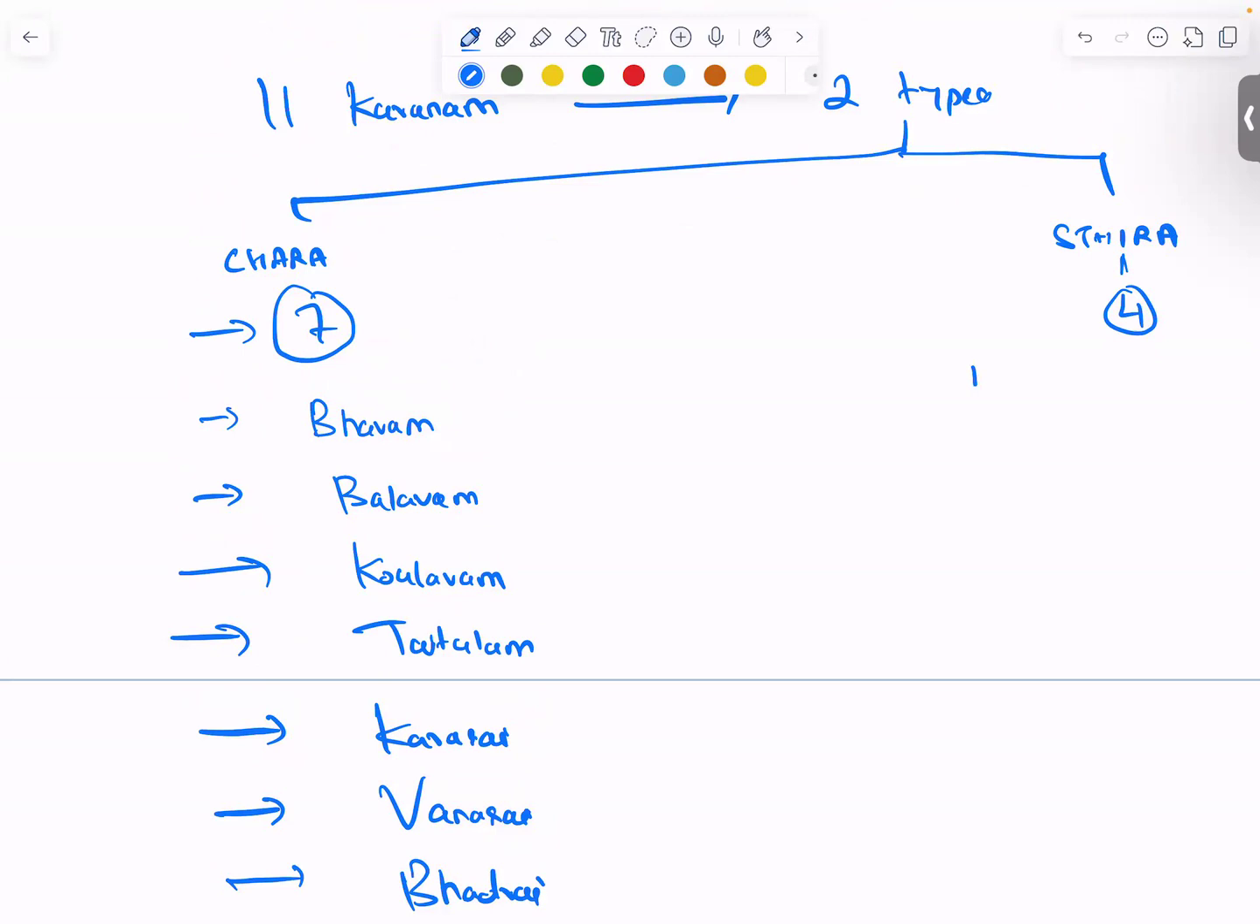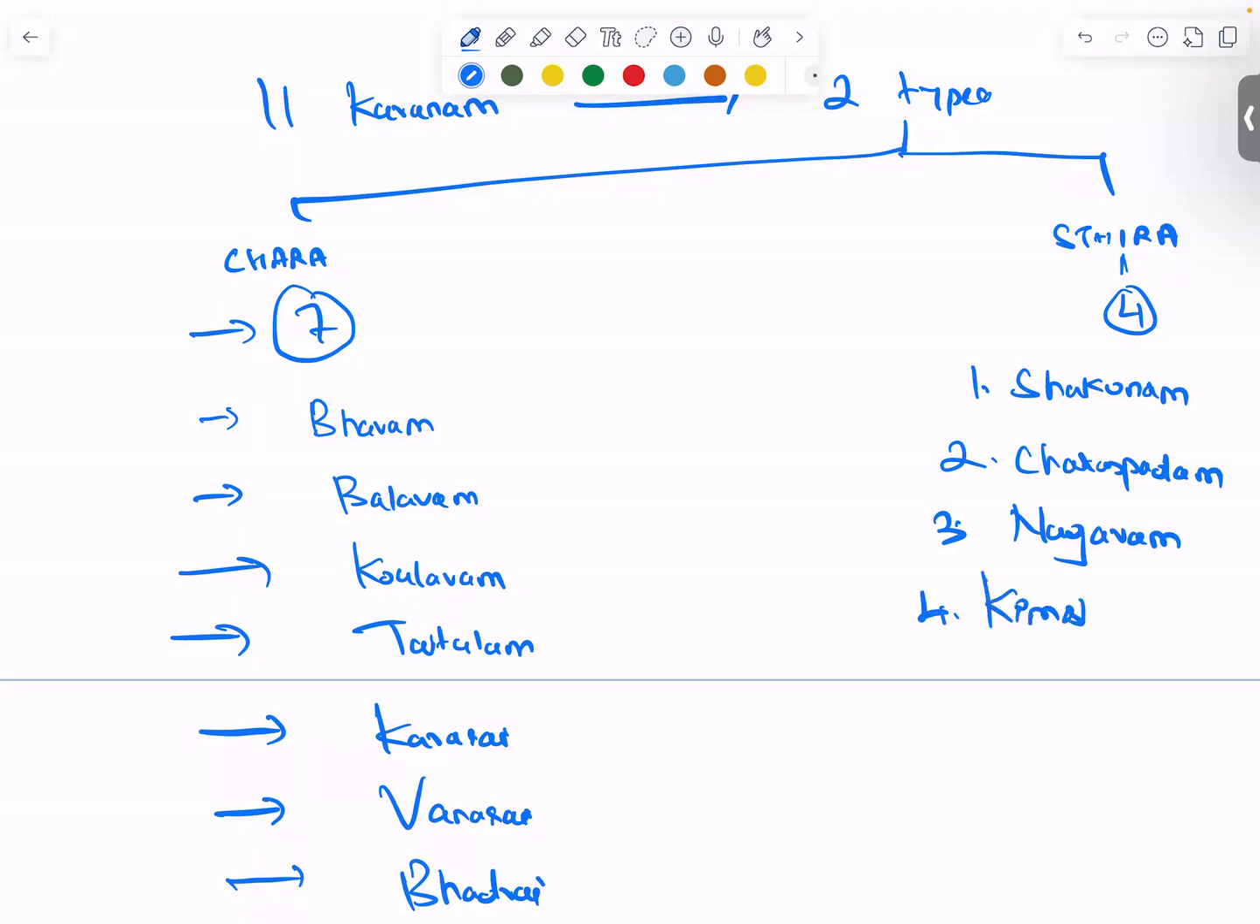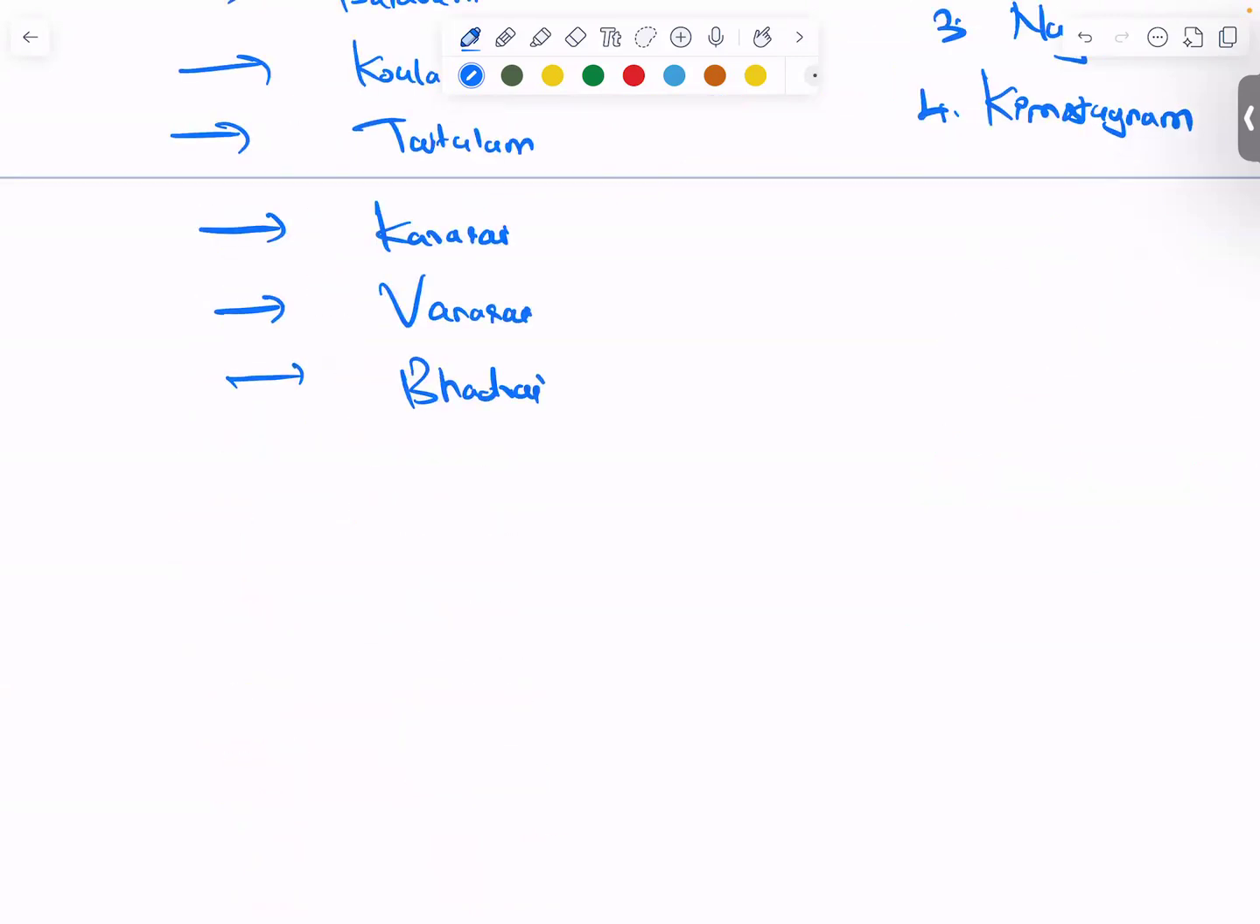The 4 Karanams here are Shakunam or Shakuni. Shakunam has the characters of Shakuni. Understand? So we will see. I'll try to give more information on the second, Chatuspadam. Third is Nagavam. And fourth is Kimstughnam. So these many things are there.